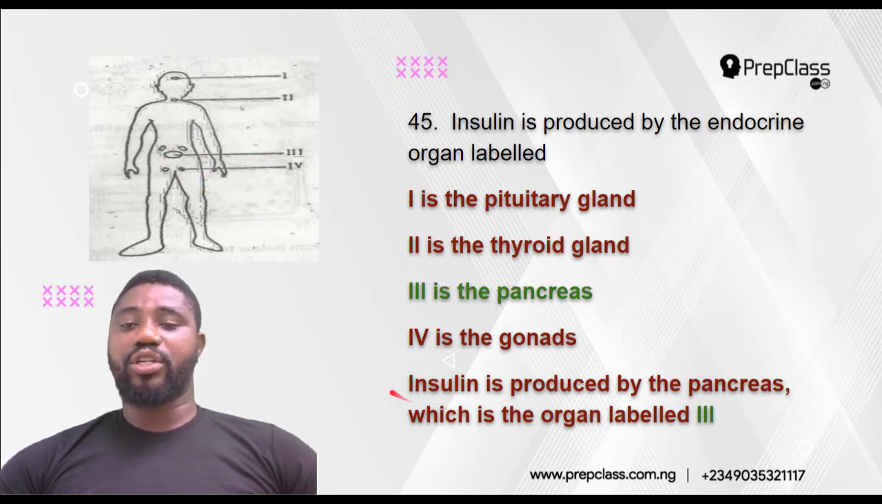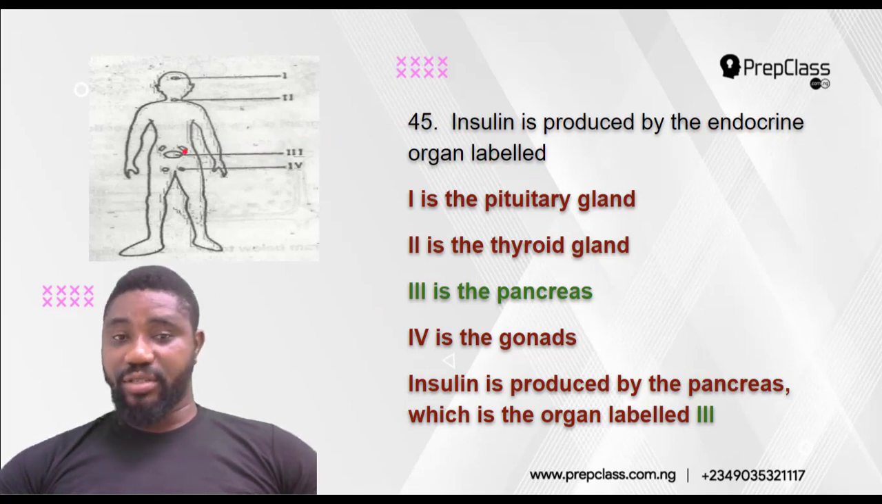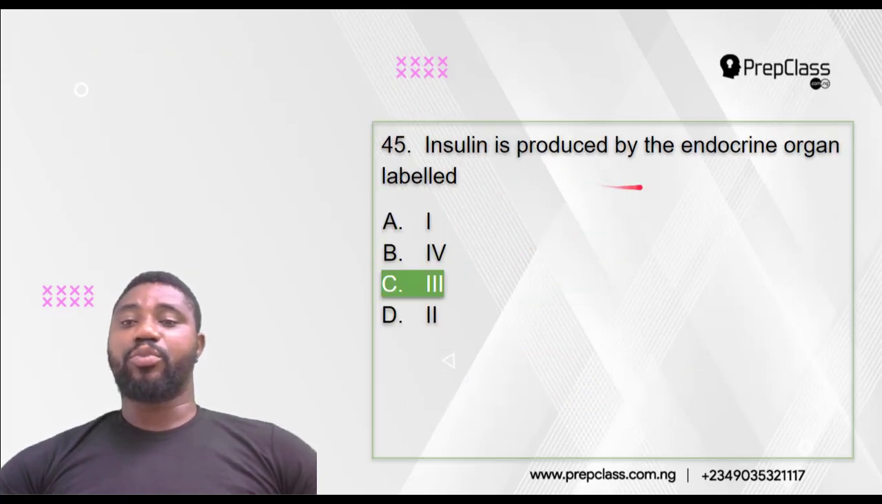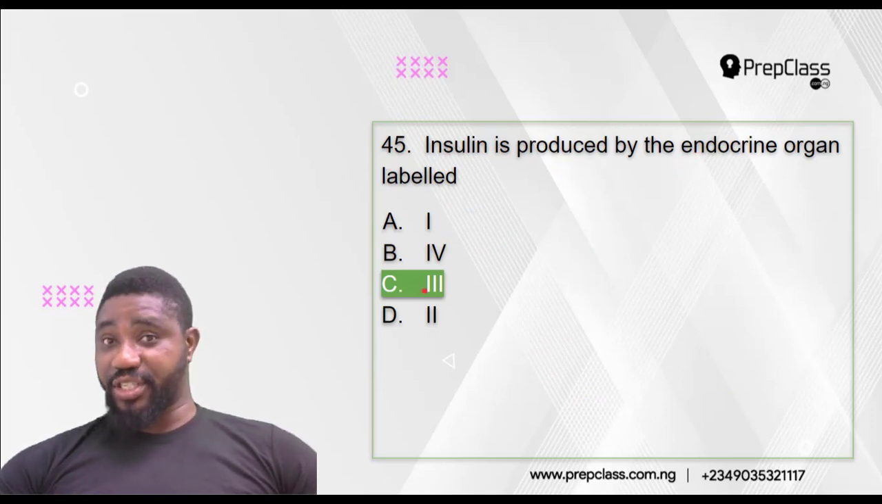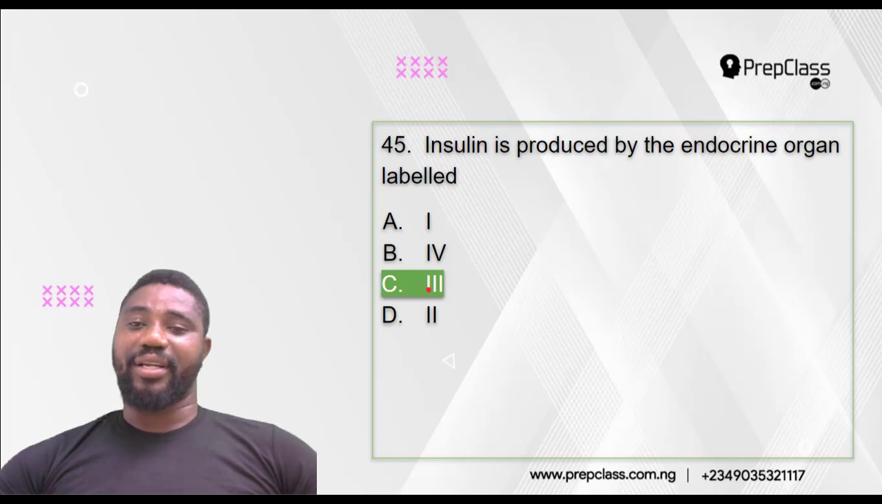So insulin is produced by the pancreas, and the pancreas is the part labeled 3. They're asking us, insulin is produced by the endocrine organ labeled. The answer is pancreas. And since pancreas is the part labeled 3, the correct answer is the part labeled 3. So insulin is produced by the endocrine organ labeled 3. So the correct answer is option C, the part labeled 3.